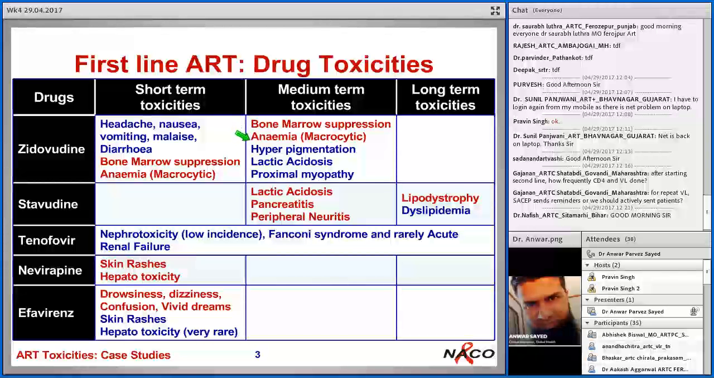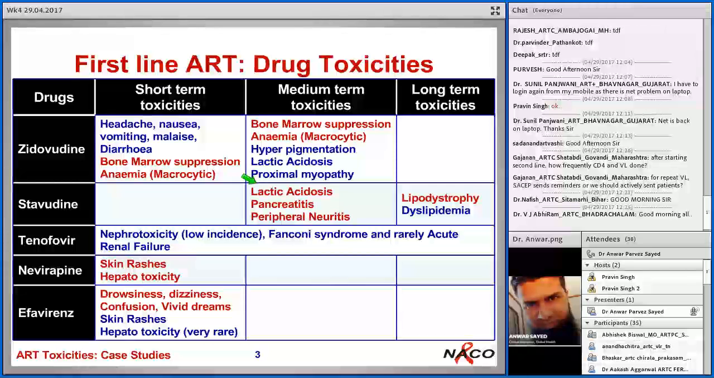Then medium-term toxicities like bone marrow suppression or anemia, hyperpigmentation, lactic acidosis, proximal myopathy. All these are medium-term toxicities, peripheral neuritis or pancreatitis. Then lipodystrophy are the long-term toxicities.